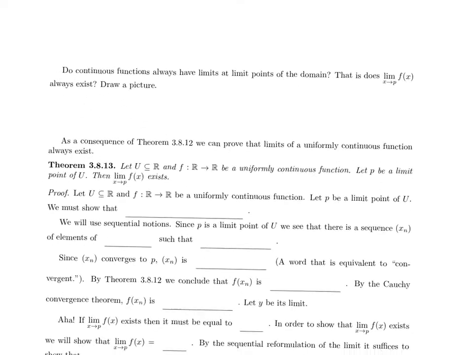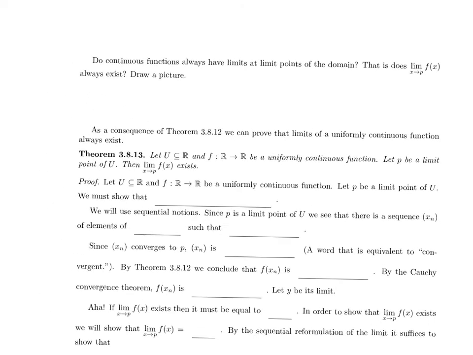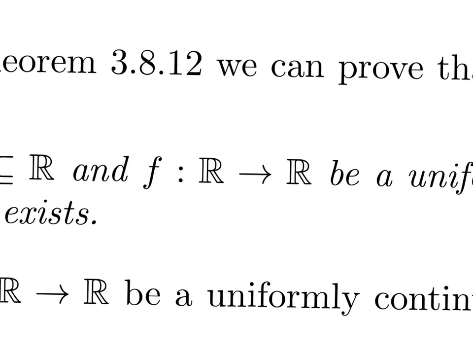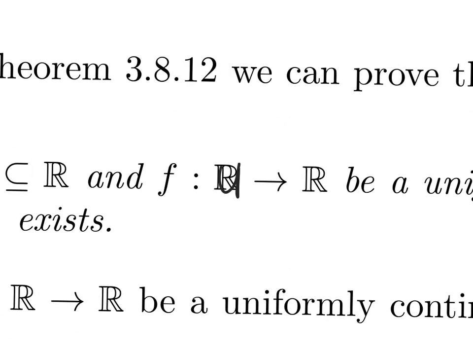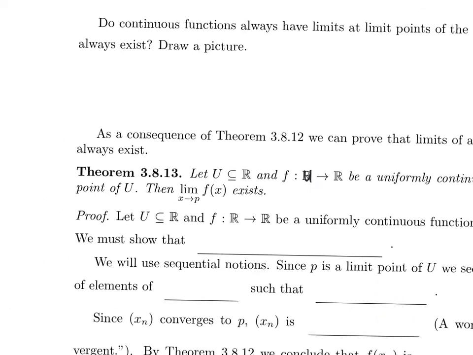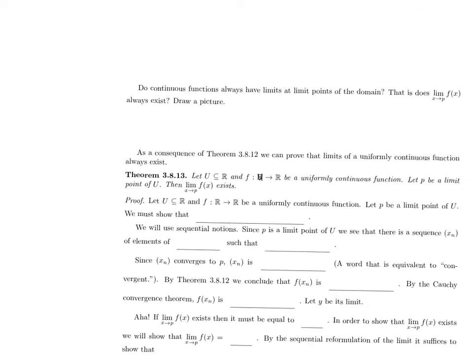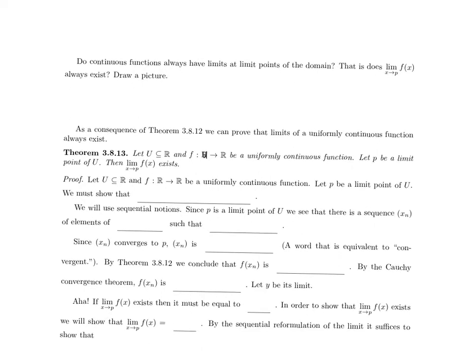And the last one to mention is the following. Let U be a subset of R, and f from U to R be a function. Again, those typos will be corrected in the version of the PDF that you'll find online. Let p be a limit point of that domain U. Then the limit as x approaches p of f of x exists. So what this says is if you have a uniformly continuous function and you see a place where you want to take the limit of that function, you can.